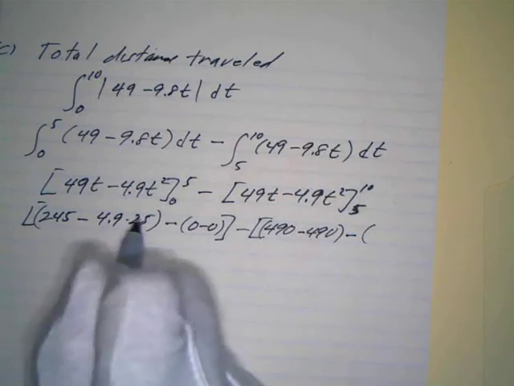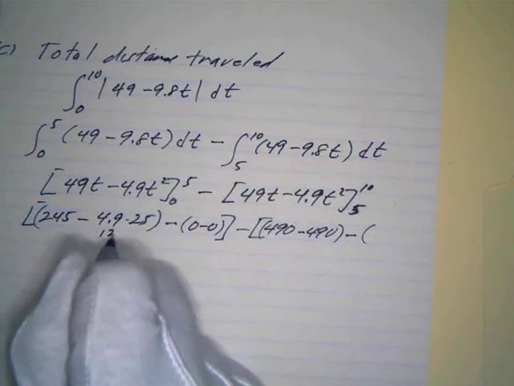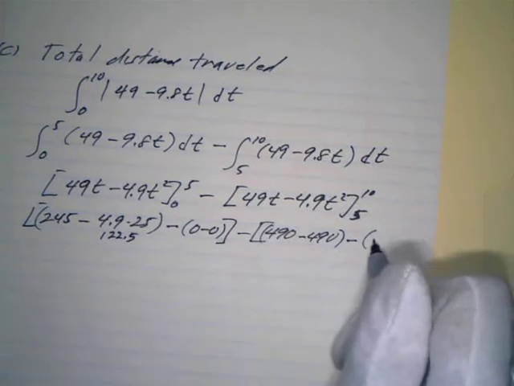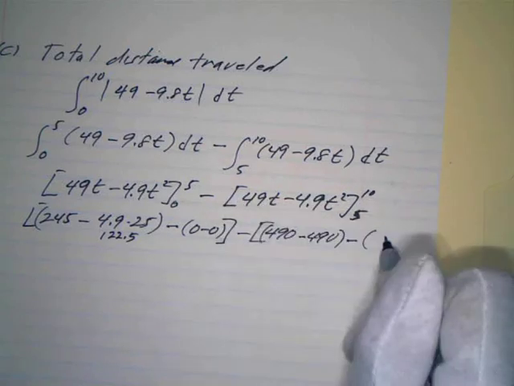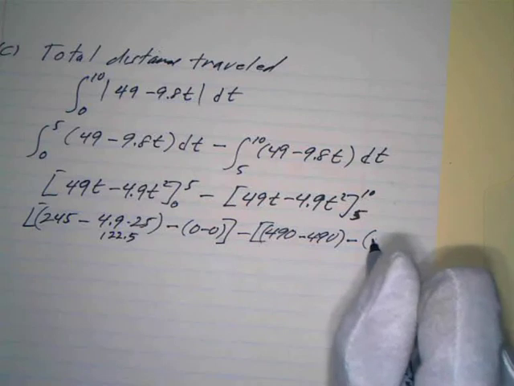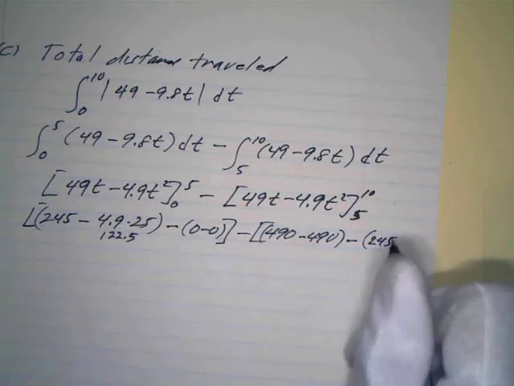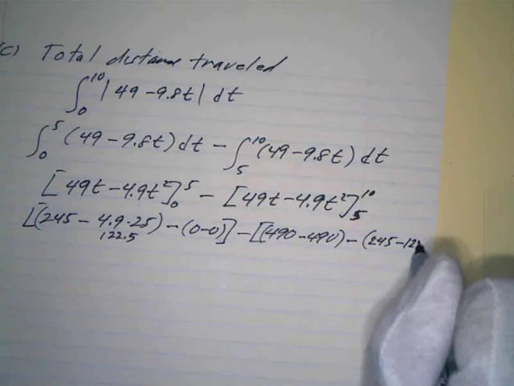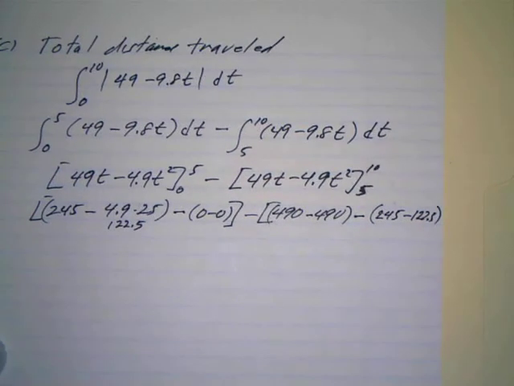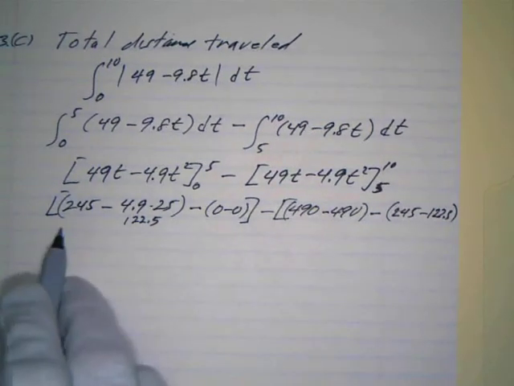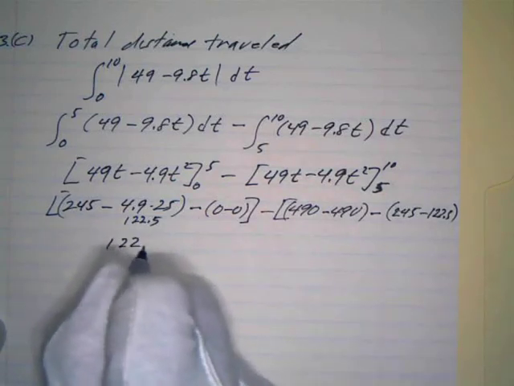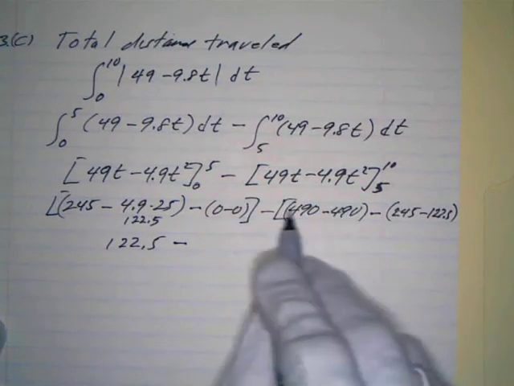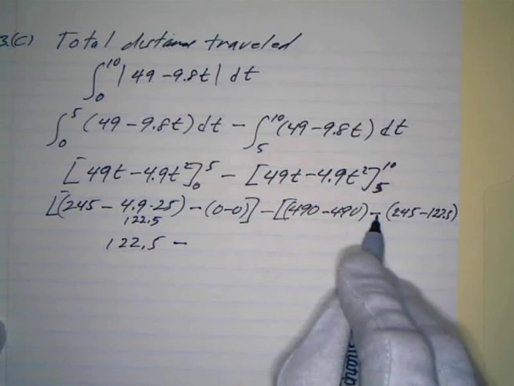And I worked this out. This is actually going to be 122.5. So this would be 49 times 5, which is going to be 245, minus 122.5. So if we look at this, 245 minus 122.5, minus all these zeros, is 122.5, and minus, and this is going to be 0, and a minus times a minus is a plus.